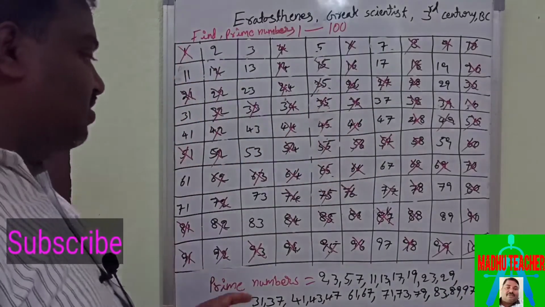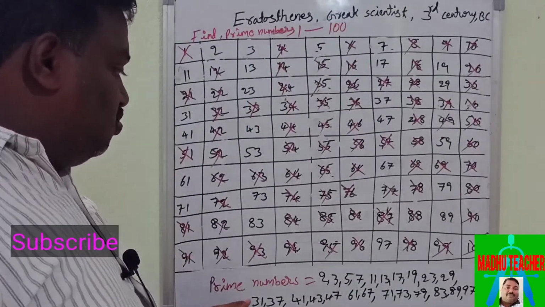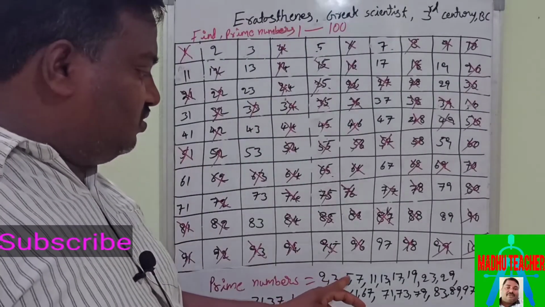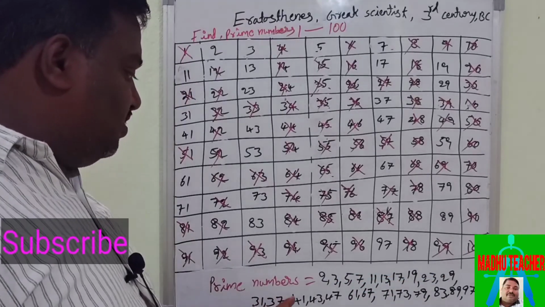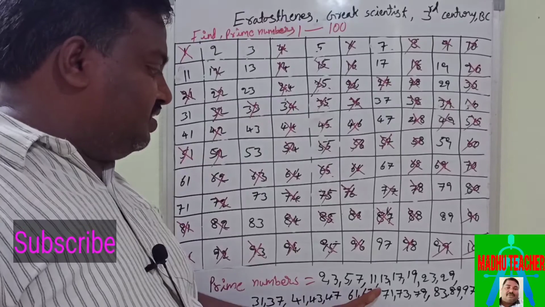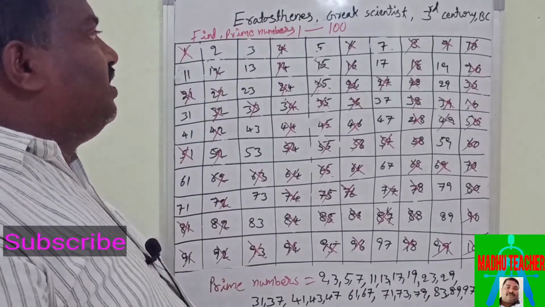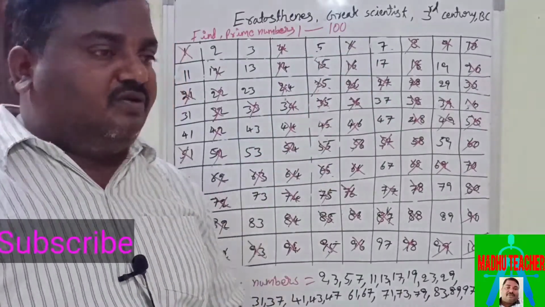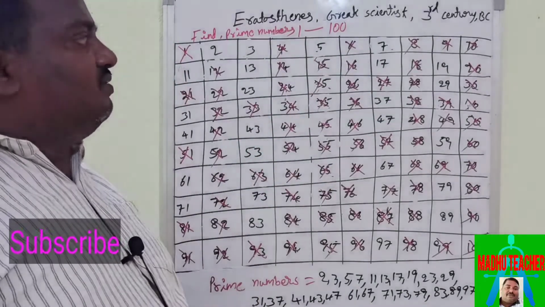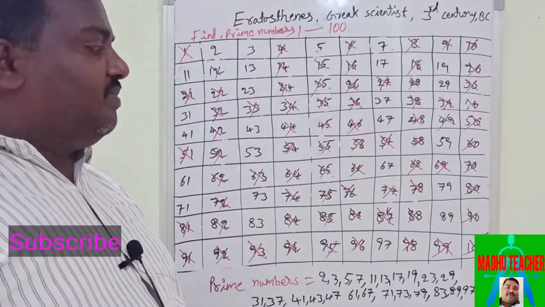Okay, these all are the prime numbers from 1 to 100. So how many are there? 1, 2, 3, 4, 5, 6, 7, 8, 9, 10, 11, 12, 13, 14, 15, 16, 17, 18, 19, 20, 21, 22, 23. So there are 23 prime numbers between 1 and 100. Okay, so this is the method given by Eratosthenes to find prime numbers.